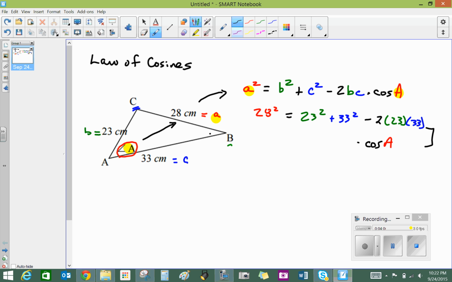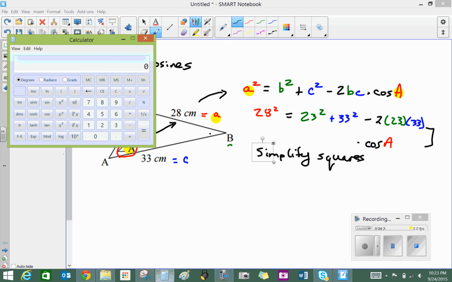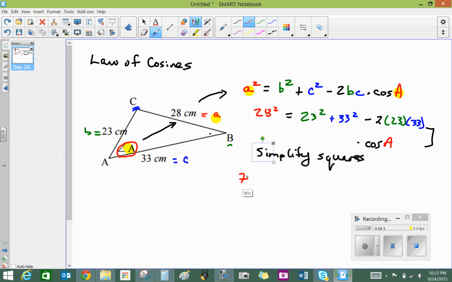So what we'll do now is we're going to simplify and then we'll evaluate angle A. So let's simplify the squares. That's our next step. We'll simplify the 28 squared, the 23 squared, and 33 squared. For these ones, I'm just going to grab a calculator. So 28 squared is 784. That's the square of side A, or the square of 28.